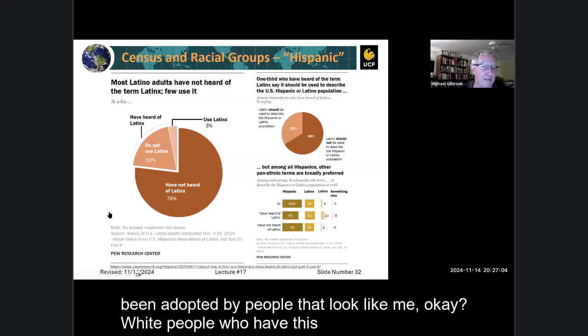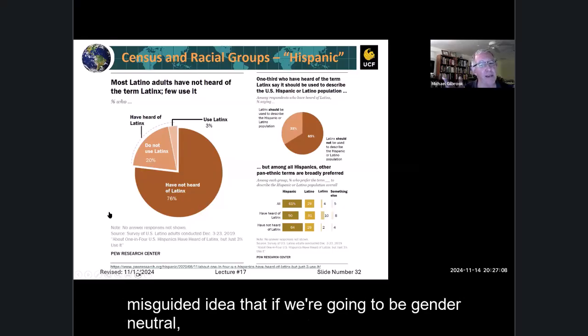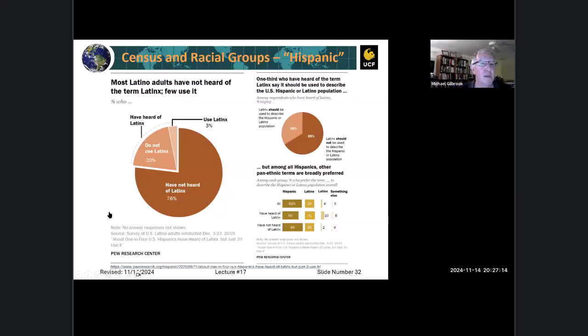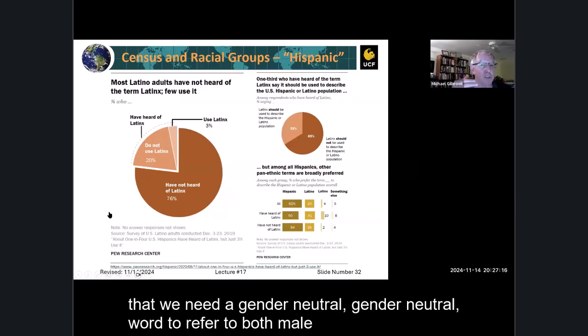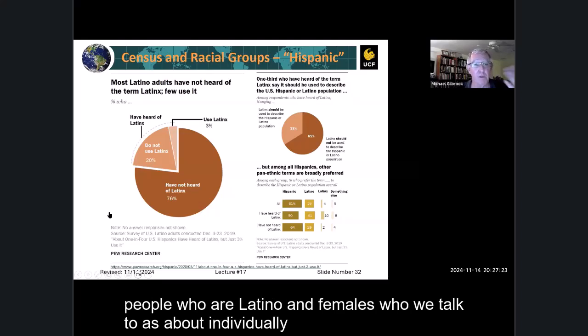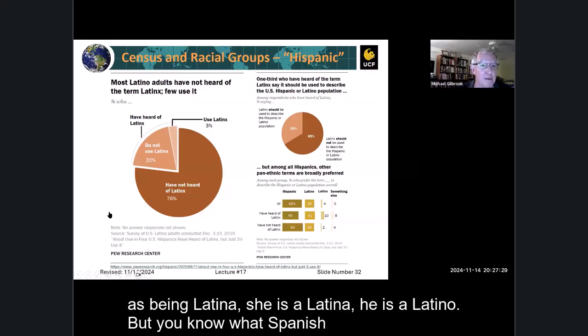that look like me, okay? White people who have this misguided idea that if we're going to be gender neutral, we need a gender neutral word to refer to both male people who are Latino and females who we talk about individually as being Latina. She is a Latina. He is a Latino.